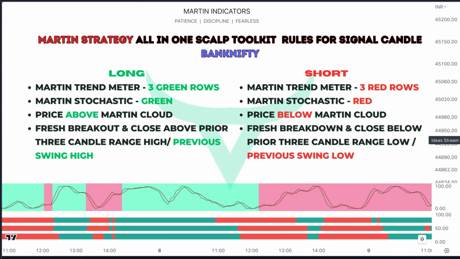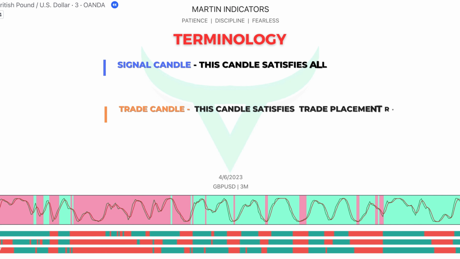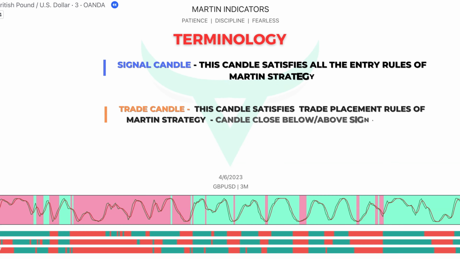Signal candle: this candle satisfies all the entry conditions for a valid long and short setup. You may wish to pause the video and note it down. Trade candle: this candle satisfies the trade placement rules of Martin's strategy. It is a candle close above or below the signal candle with valid conditions.